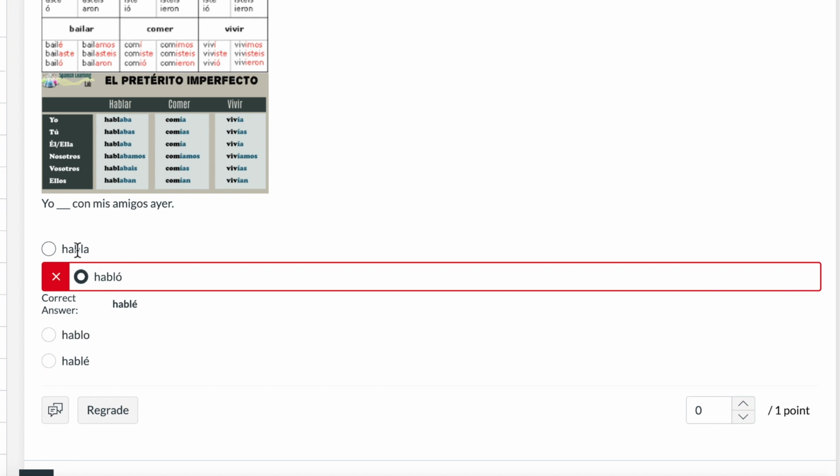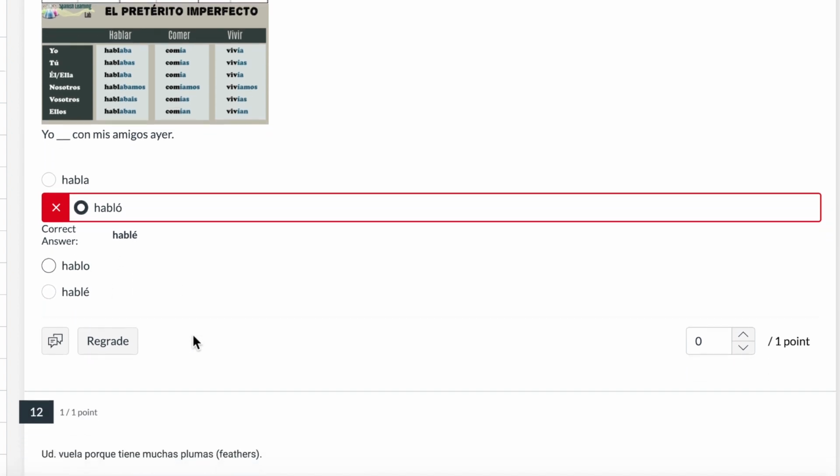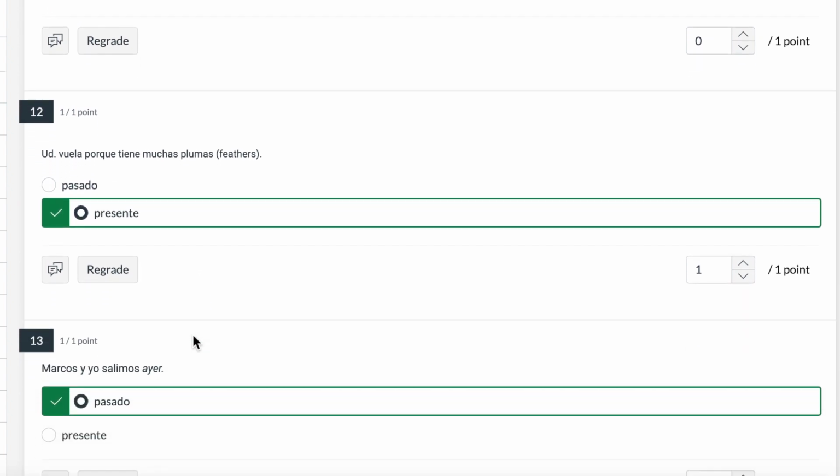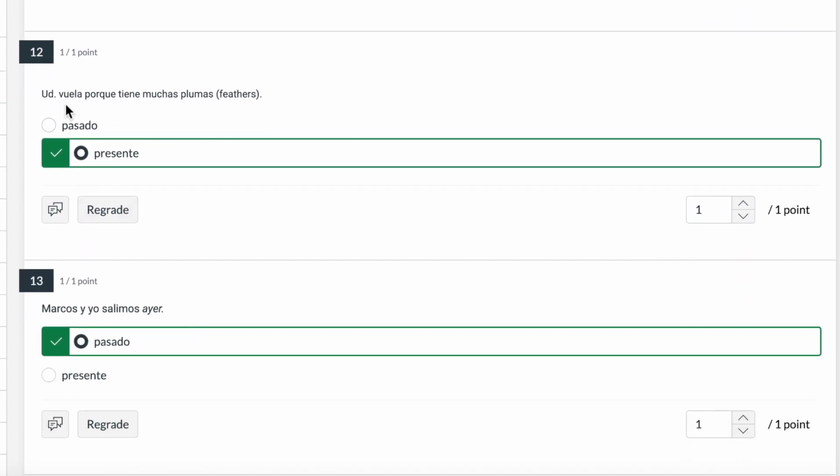These other ones are not yo forms. This is he, she speaks, present tense. He, she spoke, past tense. And these two are really the only options. And then we have present or past again. Usted vuela porque tiene muchas plumas. You, sir, fly because you have a lot of feathers. This one, you can look at vuela. It ends with A, with no accent, nothing, no aba, no ía, and it's our vocab word.